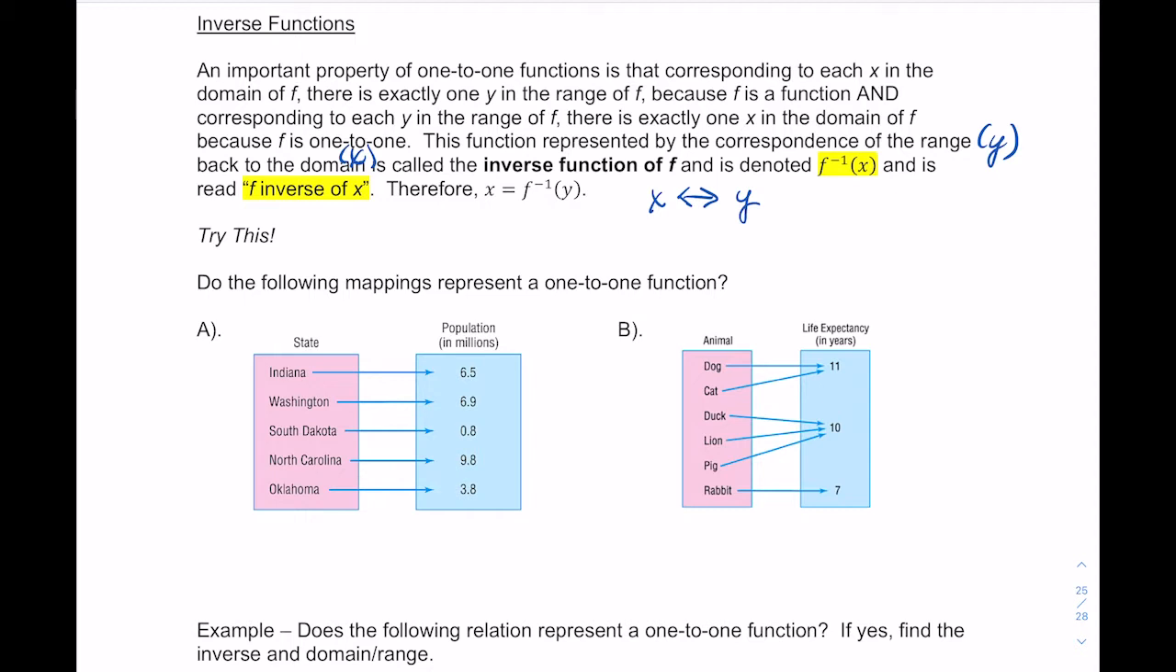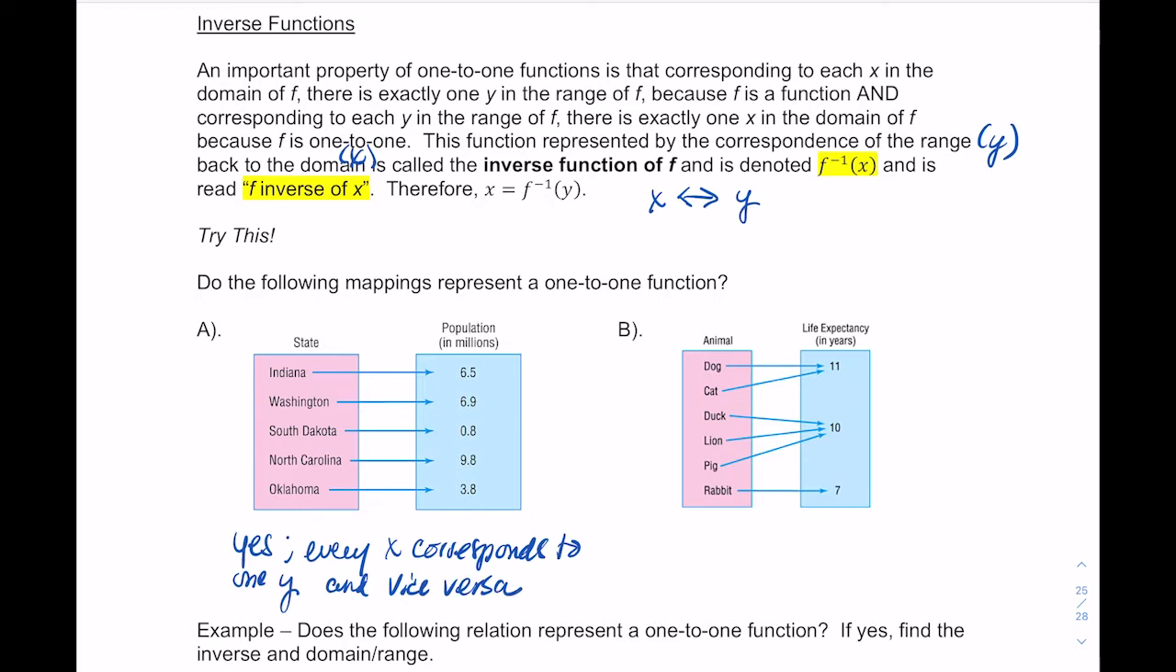So if I take a look at letter A, first I need to determine if it's one-to-one, and we looked at this the other day and we said, yes, it is one-to-one. So therefore that means that it has an inverse, right? So here in question A, every x corresponds to one y, and every y corresponds to one x, and vice versa.